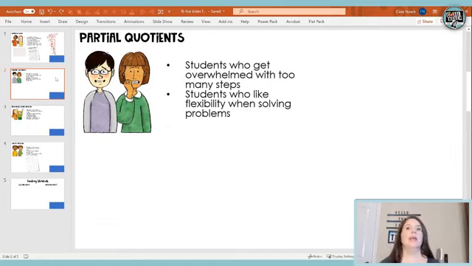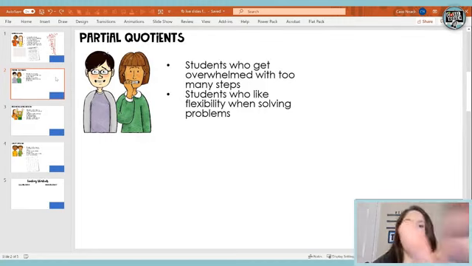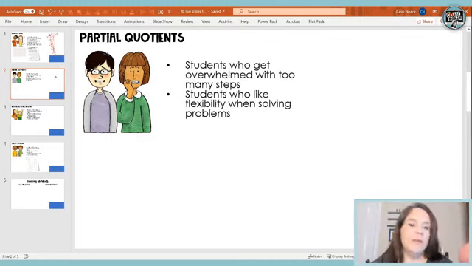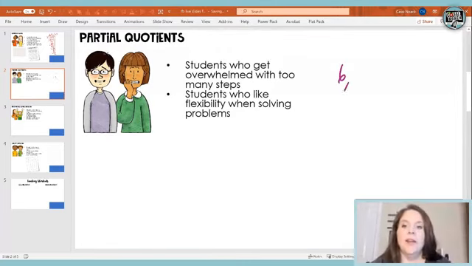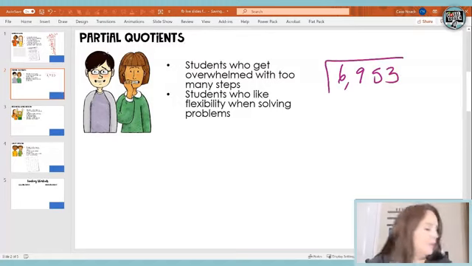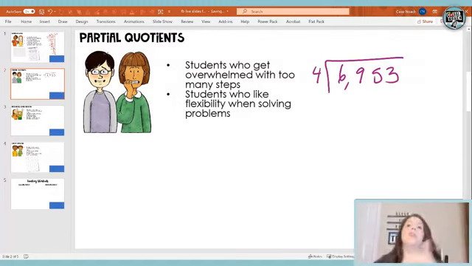When they're in third grade or even younger, they learn that multiplication is repeated addition and division is just repeated subtraction. So let's take a big dividend. We'll do 6,953 divided by 4. Okay, so that is going to be our problem. If we were going to do straight up repeated subtraction, we could just subtract 4 and then subtract 4 again and then subtract 4 again.